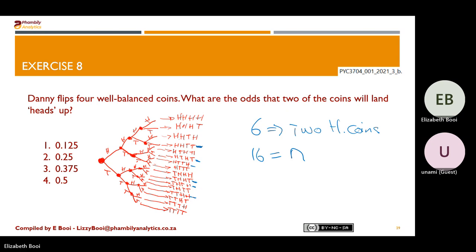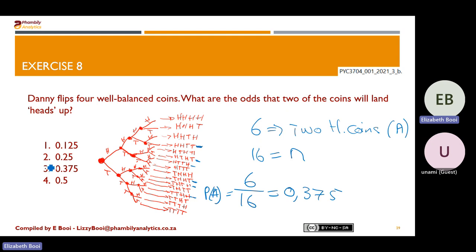So 6 divided by 16, which is the probability. If we're going to call this A, I'm always labeling my events A, which is 0.375, which is option 3. That's how easy it is, or how tricky it can be to answer questions on probabilities. And that concludes today's session.